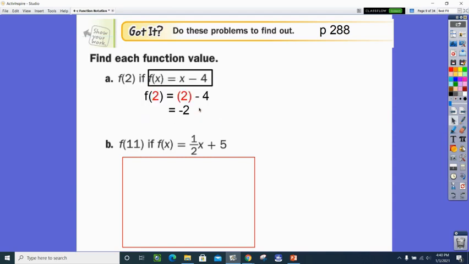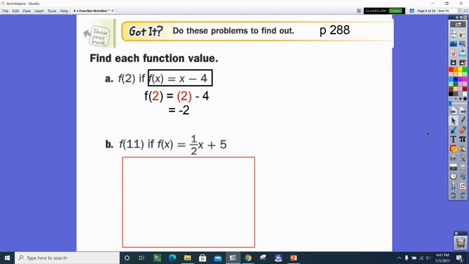Okay, so did you replace the x with 2? 2 minus 4 is negative 2. So the answer here is negative 2. So the function of 2 equals negative 2. 2 went in, negative 2 came out.